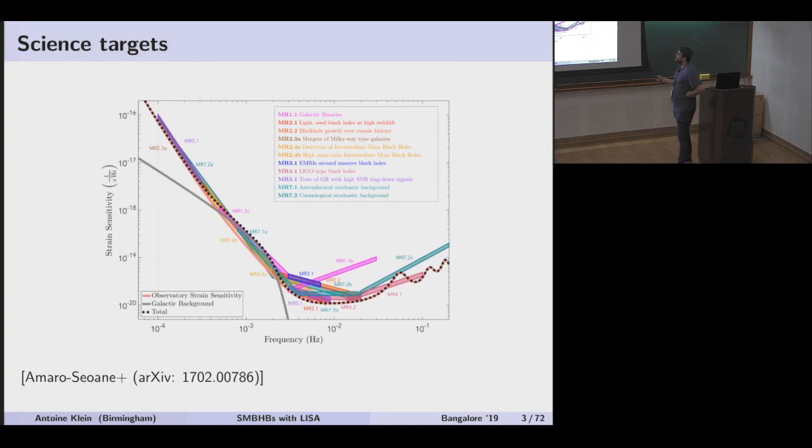Right. So here there are different science targets specifically for LISA. You see galactic binaries here in this region of the frequency band, stochastic backgrounds, all these things that we hope to measure with LISA. So here in the low frequency range, you see mergers of Milky Way type galaxies. Those are our supermassive black hole mergers.